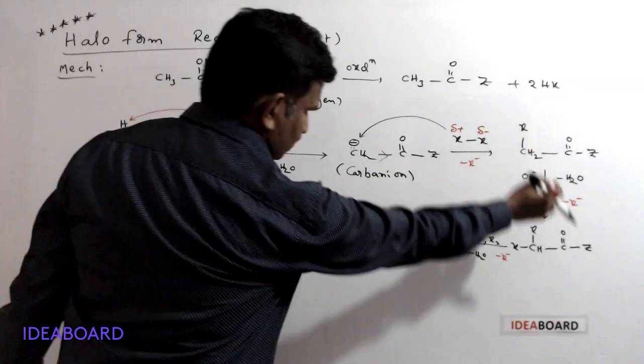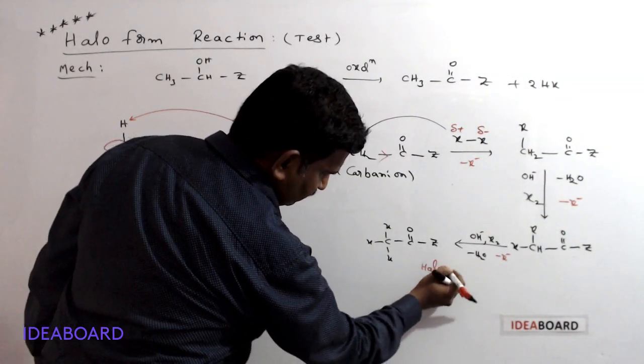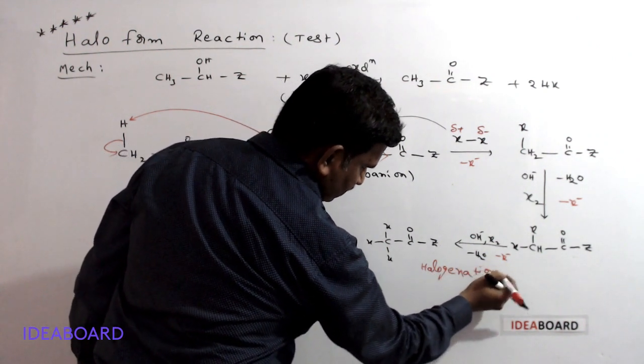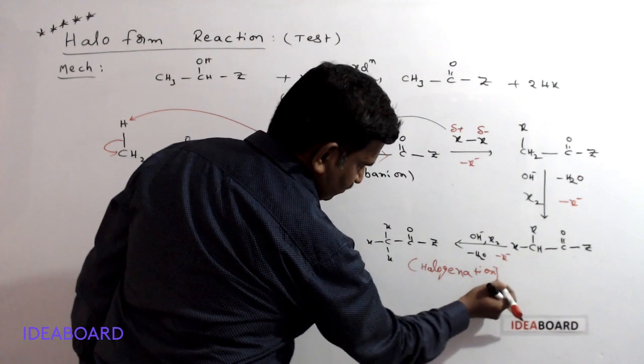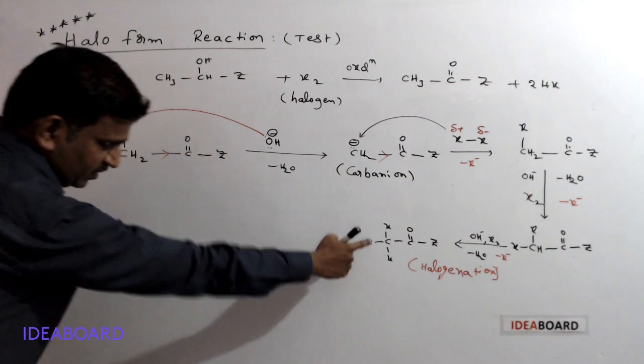So till this, the process that occurred is called halogenation. It is called the halogenation process. Okay, please remember that it is the halogenation process. Okay, now I am taking this compound.